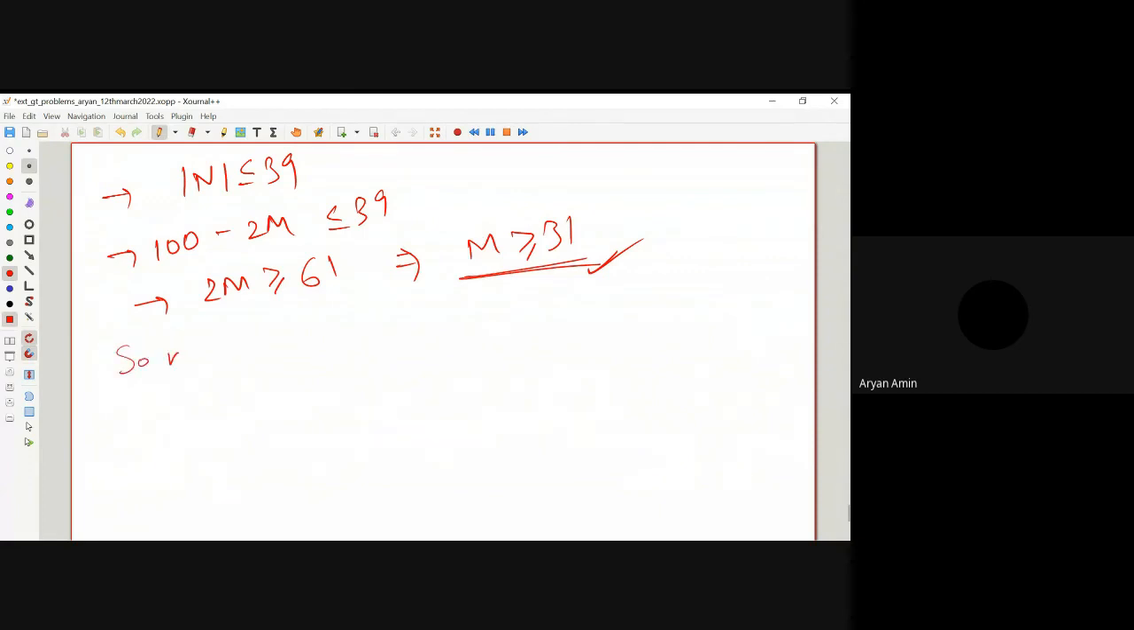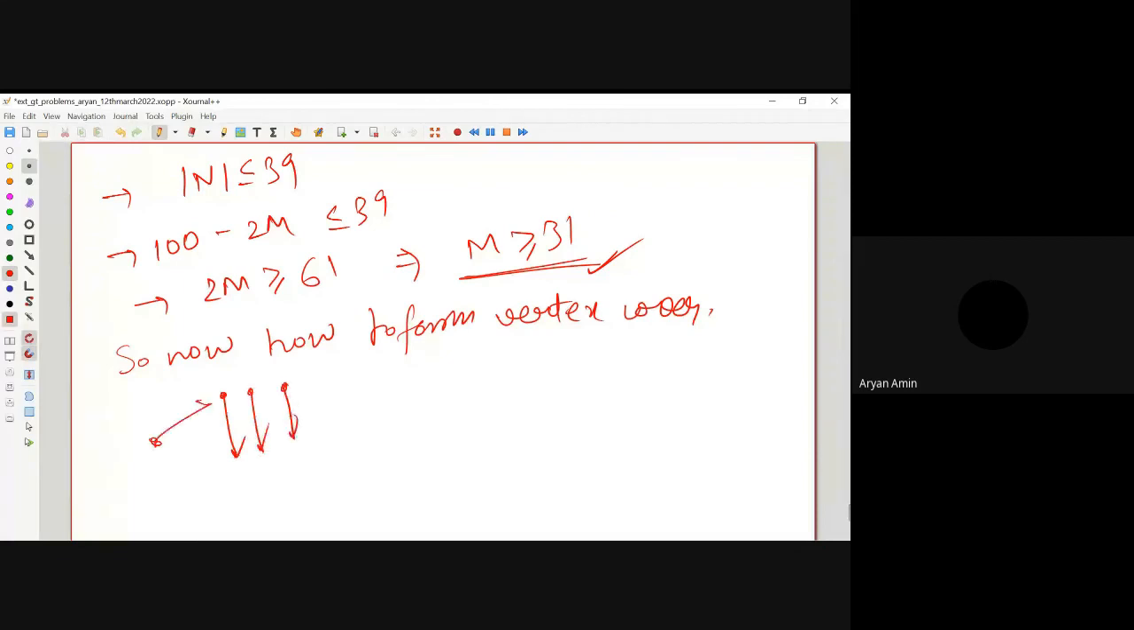So now, how to form a vertex cover? Note that vertex cover is a bit tricky here because the edges are directed, right? So you can't just take all the vertices of M, because you have edges of the form something like this, or edges of the form something like this. So how to form the vertex cover?